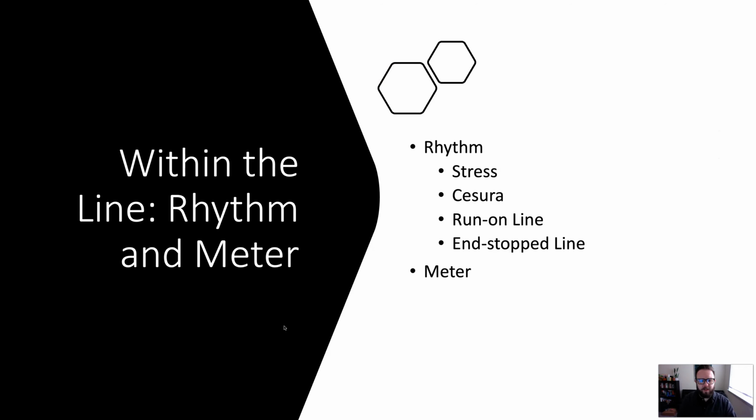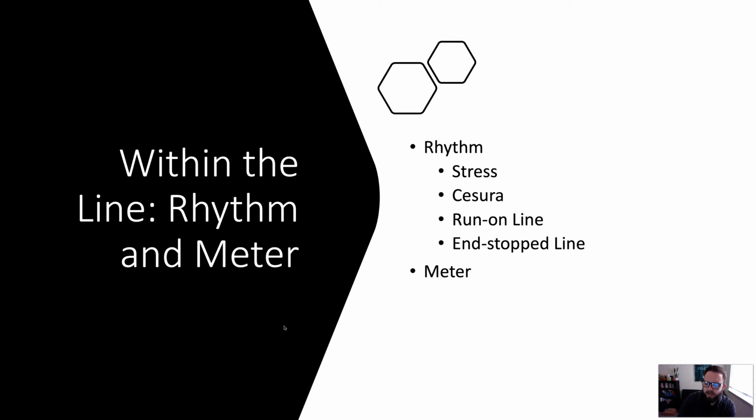So let's talk rhythm within the line. Rhythm is the repetition of stressed or unstressed syllables. When we're talking about a stress, we're talking about a syllable that has an emphasis on it. Unstressed syllables are the ones that do not have an emphasis. A caesura is a pause that takes place generally right in the middle of a line. If you were to speak a line of poetry and you're taking the slightest little bit of breath in the middle of a line, that would be a caesura.